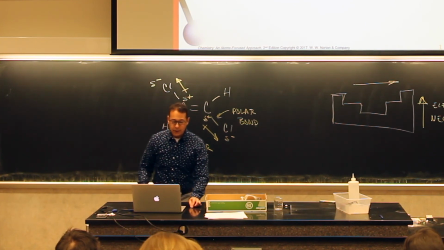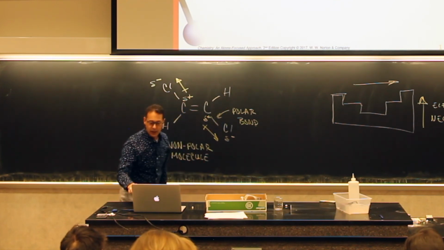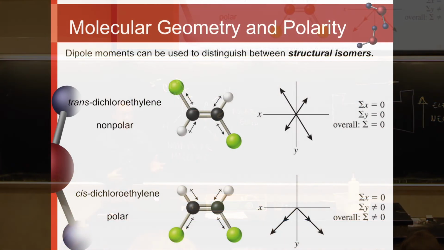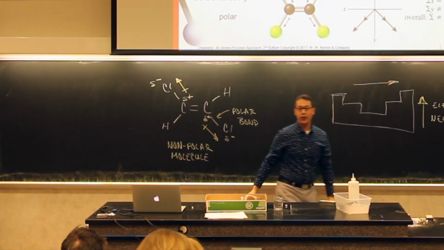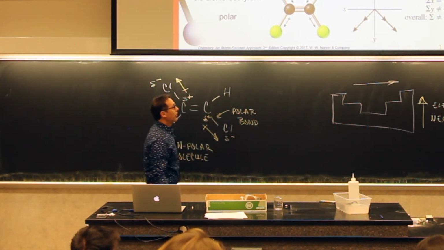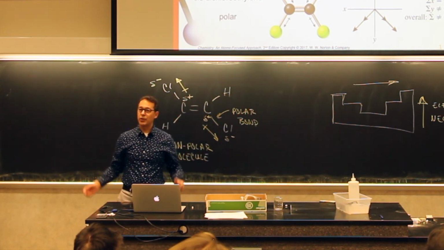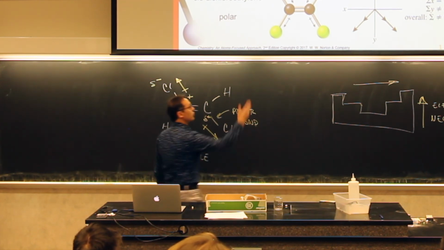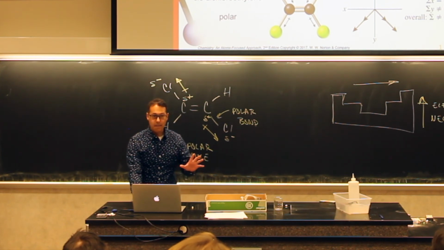Nicely done. Now, if we took this molecule and we flip-flopped it, we twisted it so that the chlorine is up here, then this would be what we call cis dichloroethylene. That is to say that the two chlorine atoms are on the same side. And if we do that and we draw our force lines or our vectors, we'd see now that they do not cancel each other out, so that makes this molecule polar. It's the same atoms, they're just arranged differently. And now this one's polar. Any questions on that?